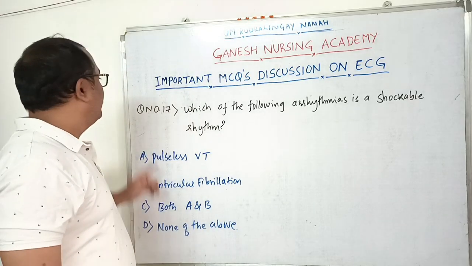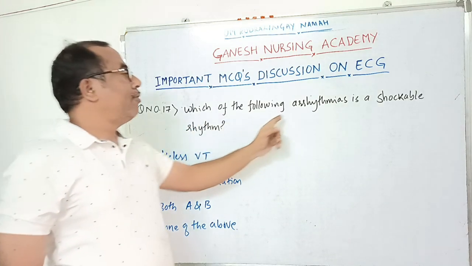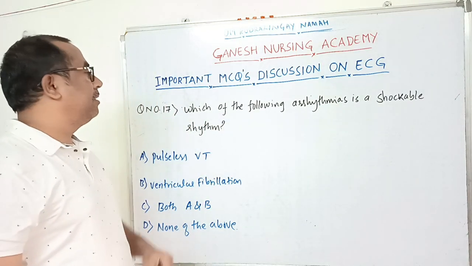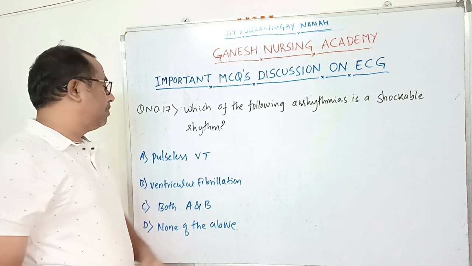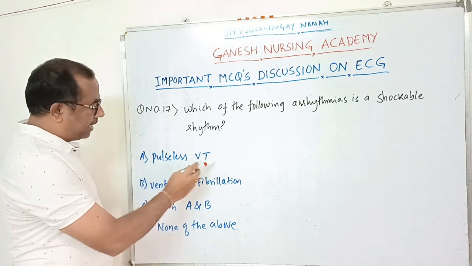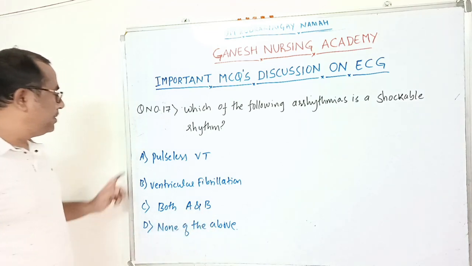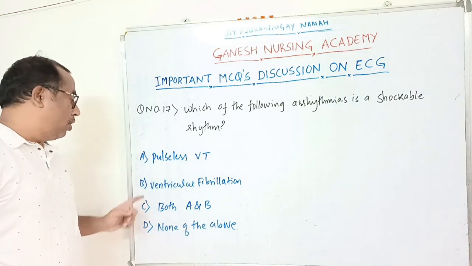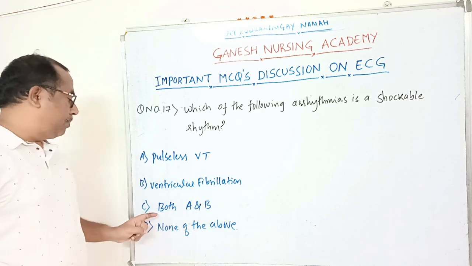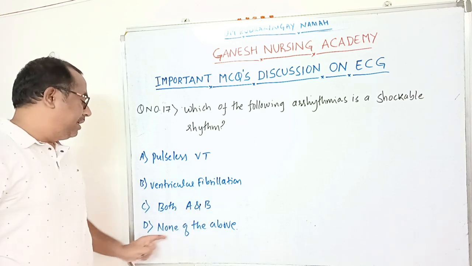Next question. Question number 7. Which of the following arrhythmias is a shockable rhythm? First one is pulseless ventricular tachycardia, ventricular fibrillation, both A and B, none of the above. So option A, pulseless ventricular tachycardia. Option B, ventricular fibrillation. Option C, both A and B. Option D, none of the above.